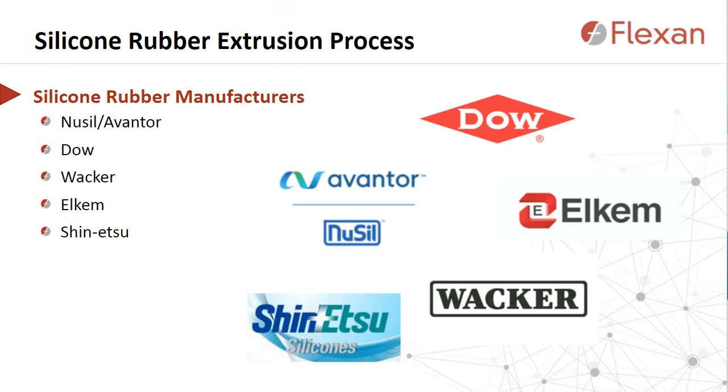There are many manufacturers of silicone rubbers, and this is a list of some that provide medical-grade silicones. NuSil, Dow, Wacker, Elchem, and Shinetsu are here to name a few. All of these suppliers provide a broad range of products, and depending on the product requirement, each has strengths that can be tapped to reach the most appropriate solution. Flexan has collaborated with each of these suppliers and can help guide your material choice.